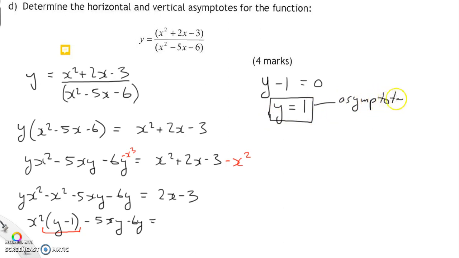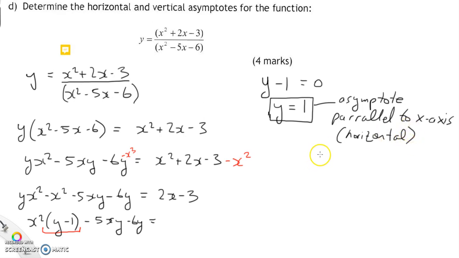Asymptote parallel, if that's spelled right, I'm not even sure, one R that should be, anyway, parallel to the x-axis. That's also, of course, our horizontal. So that's our horizontal asymptote.